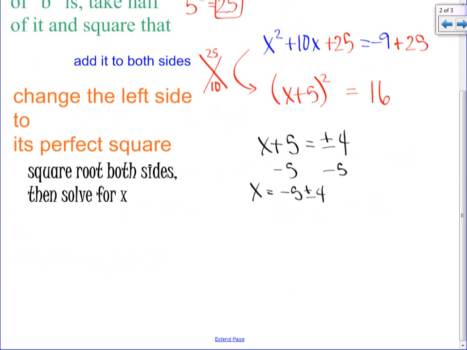Now, we can actually get two answers from this, so let's do that. First one, negative 5 plus 4 is negative 1. Negative 5 minus 4, negative 9. So if you can get two integer answers, please do so. Questions on that? We're going to try one more just to make sure we're good with these steps. Anyone still need this slide? A couple people?